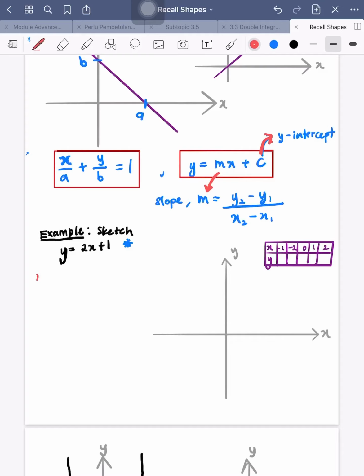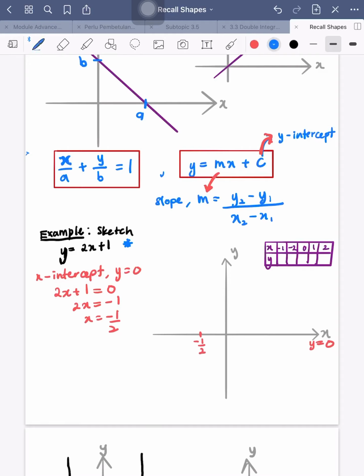So I find the x-intercept first. X-intercept means the point that intercepts on the x-axis. So at the x-axis, the equation is y equal to 0. Along the x-axis, y equal to 0. So when y equal to 0, 2x plus 1 is equal to 0, 2x equal to negative 1, x equal to negative 1 over 2. So the point is at negative 1 over 2.